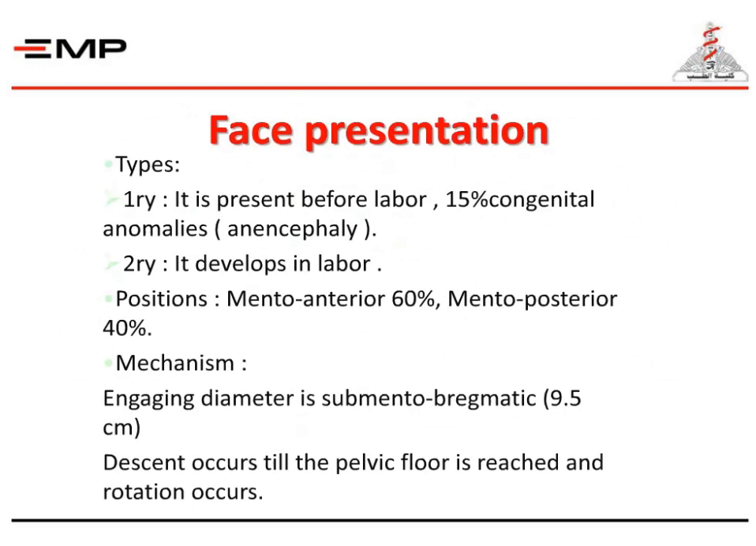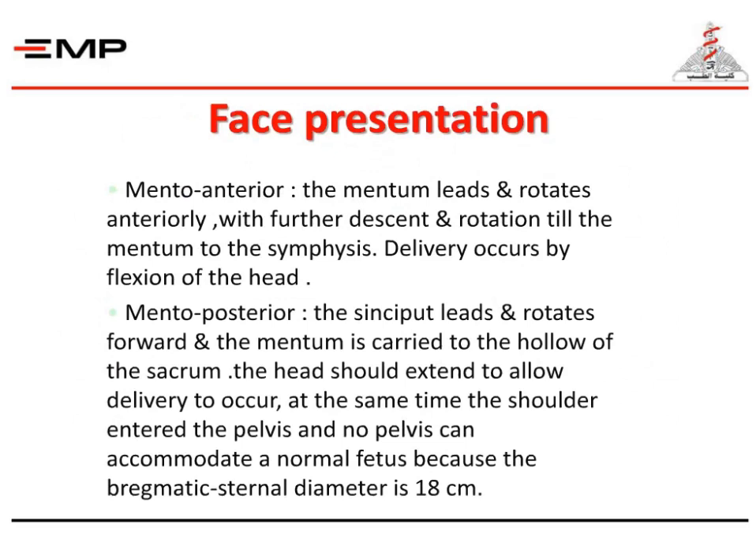The mechanism of labor: the engaging diameter here is the submento-bregmatic diameter, which is 9.5 centimeters. Descent occurs till the pelvic floor is reached and then rotation occurs. In mento-anterior, the mentum leads and rotates anteriorly with further descent and rotation till the mentum is under the symphysis pubis, and delivery here occurs by flexion of the head and not by extension.